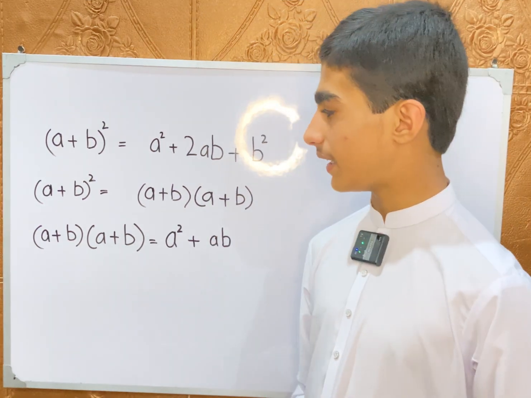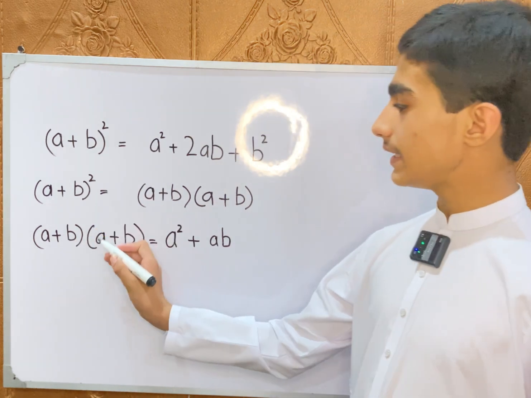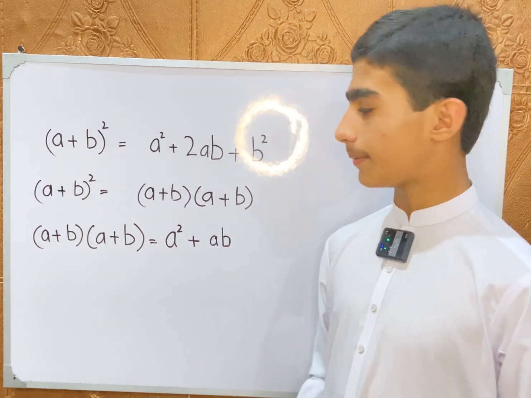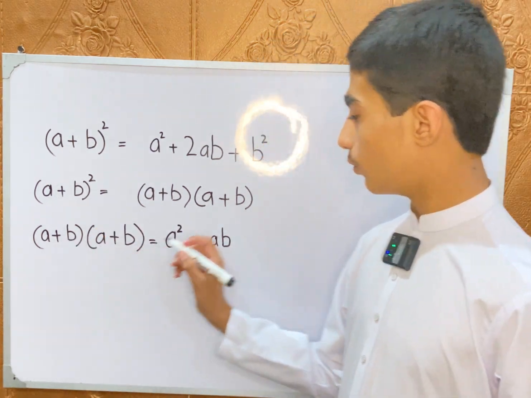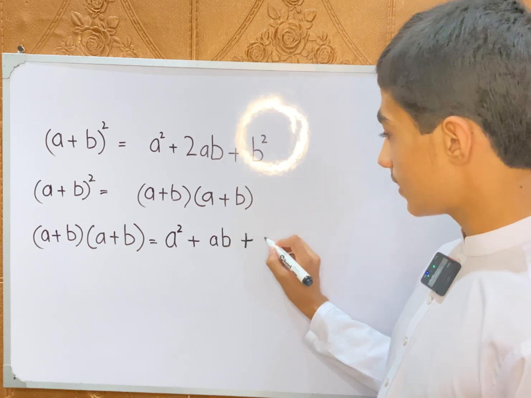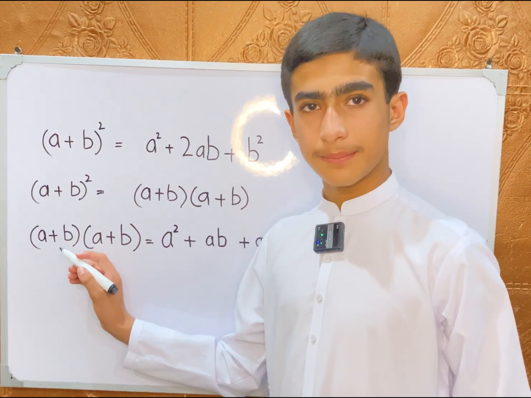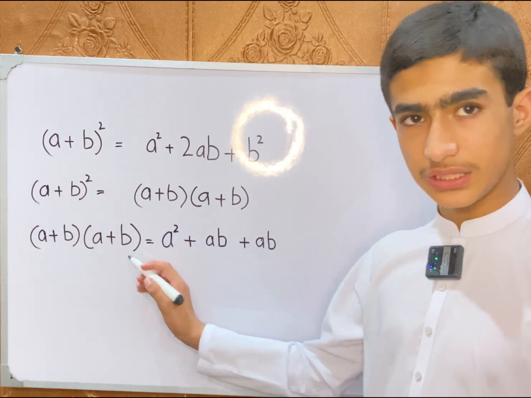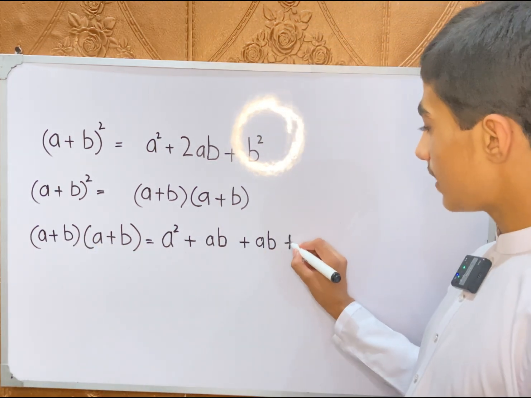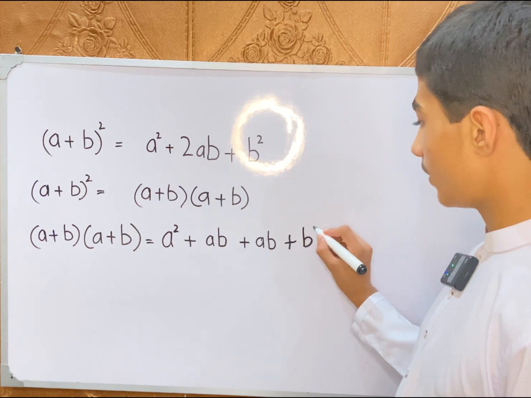Now we will multiply this b with this a and b. Multiplying b with a will become plus ab. Multiplying b with b will become plus b square.